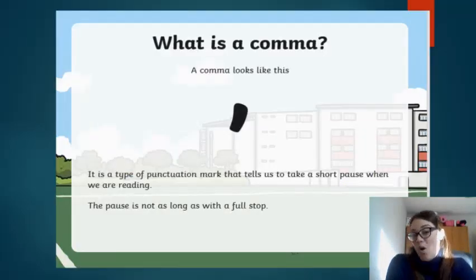What is a comma? A comma looks like this. A comma marks a pause or break between parts of a sentence, making the meaning clearer to the reader. Today, we are going to focus on commas to separate lists. Over there, we also have an important note. The pause is not as long as with a full stop, okay? So do not confuse a comma and a full stop.